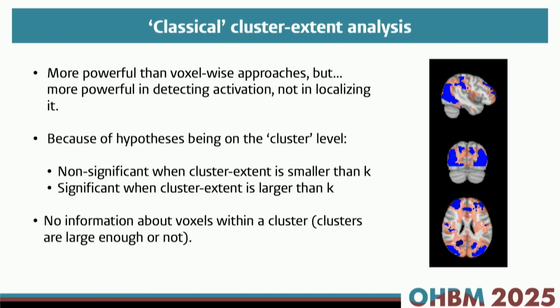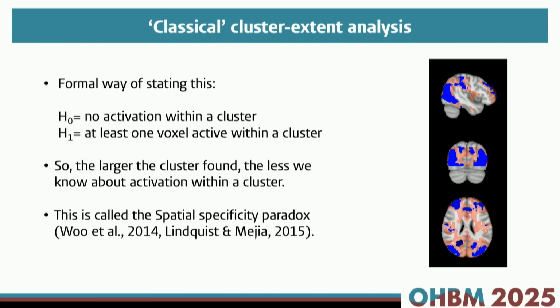So the only thing we can say basically is that there is at least one voxel in the area that we find that is significant, right? So the test is actually there's no activation within a cluster, that's H0. The alternative hypothesis is there's at least one active voxel within a cluster.